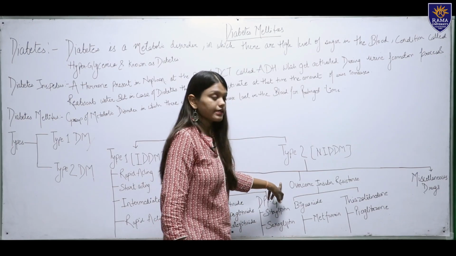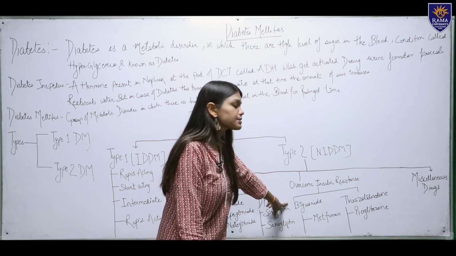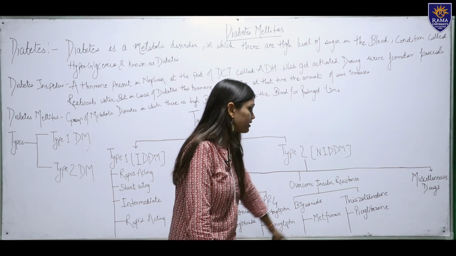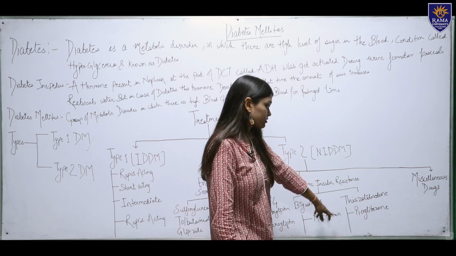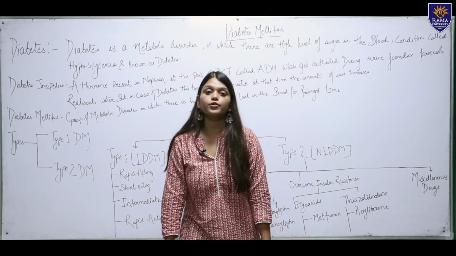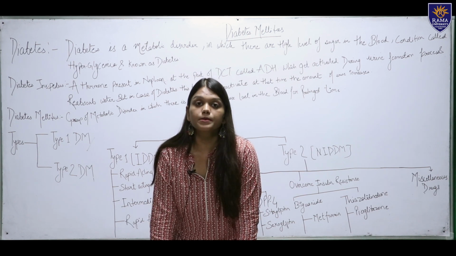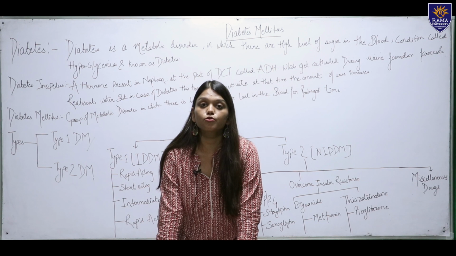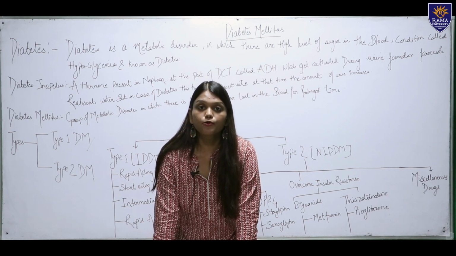Next we come to the category that overcomes insulin resistance. The first is biguanide, in which we will study only one drug, metformin. Next is thiazolidinedione, that is pioglitazone. And the last is the miscellaneous category, in which we will study the alpha glucosidase enzyme inhibitors, with the drugs acarbose and miglitol. Next, the sodium glucose co-transporter inhibitors, in which we will study the drug dapagliflozin.